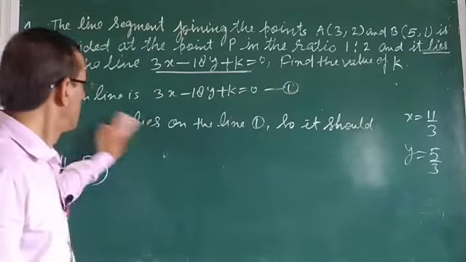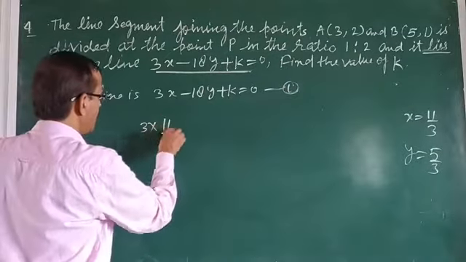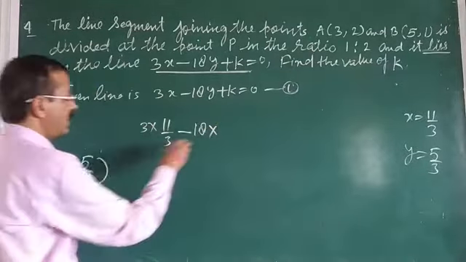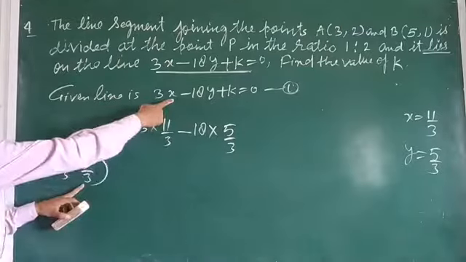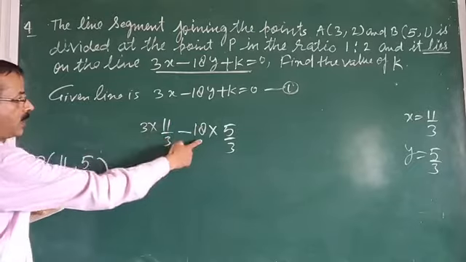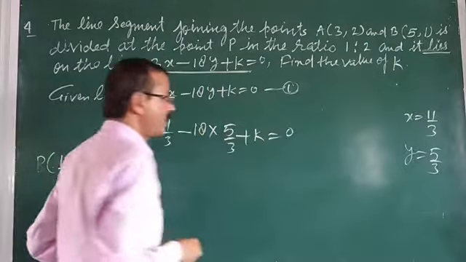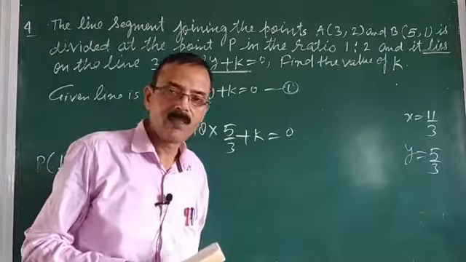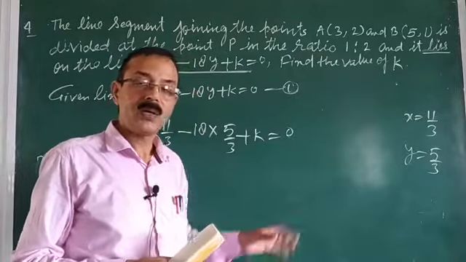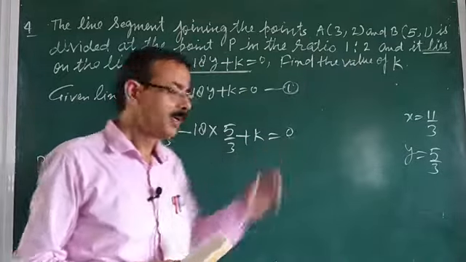So 3 into x value 11 upon 3 minus 18 into y value 5 upon 3 plus K is equal to 0. Why are we writing equal to 0? Because I know P lies, so it should be equal to 0. If it had been something else, we would not write equal. It was not my authority or right to write equal to 0.